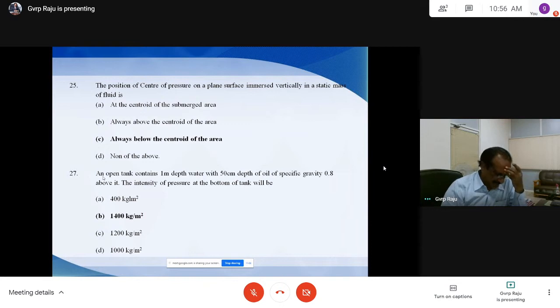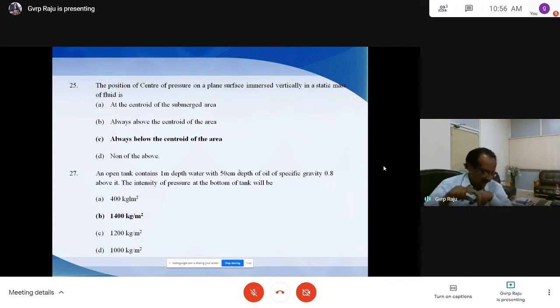So 0.5, and if the specific gravity is 0.8, what is the specific weight of the liquid? 0.8 into 1000, that is 800. So 800 into 0.5 meters. The pressure is W times H. The top has 50 centimeters depth of specific gravity 0.8. 0.8 means specific weight is 800 kg per meter cube, multiplied by the height 0.5. So 800 into 0.5 is 400. So the pressure at the bottom of the oil is 400.